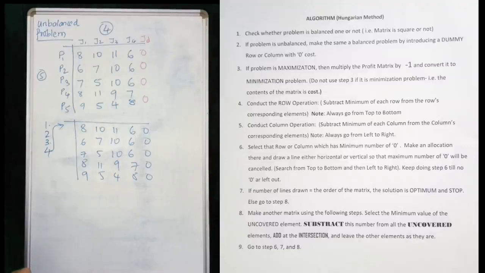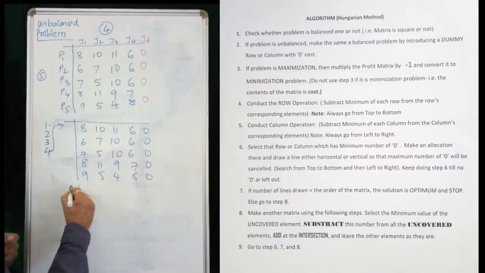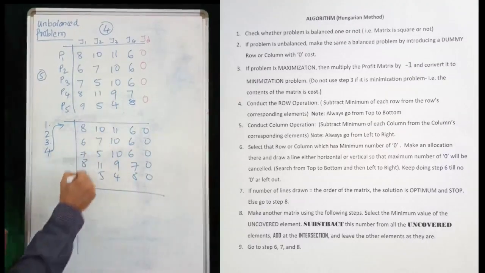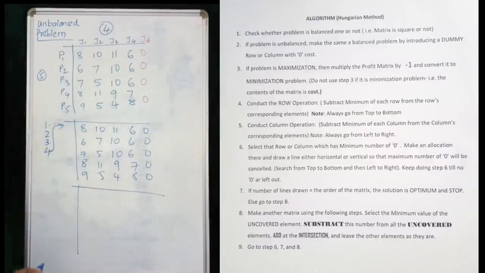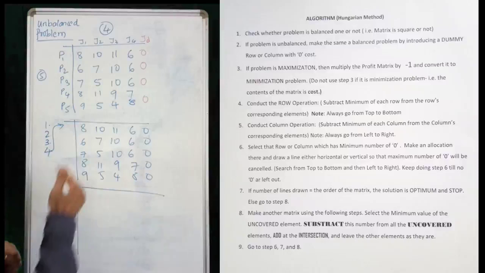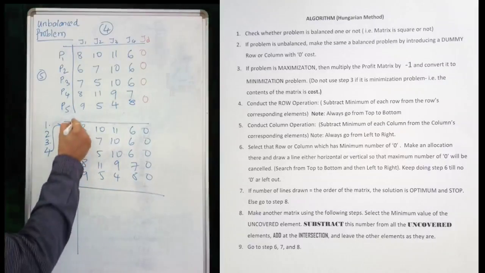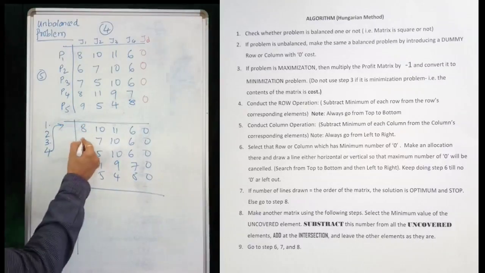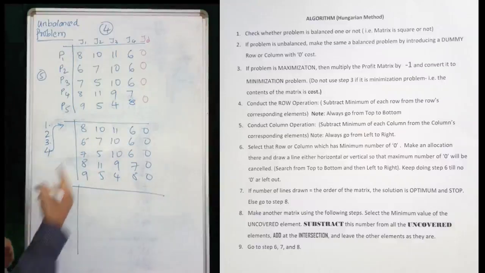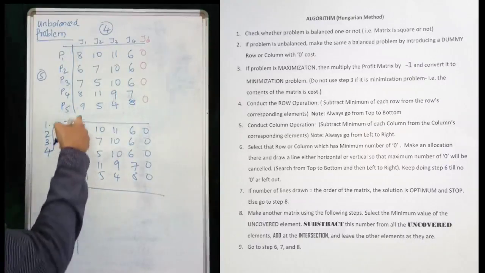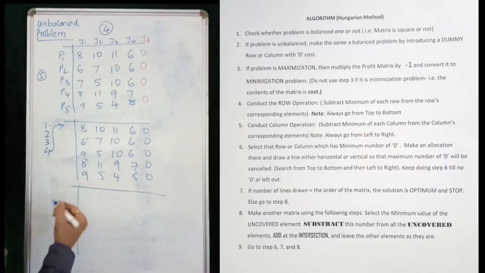Now I am supposed to do the column operation. So what does the column operation tell me? Select the minimum of each column and subtract it from the elements of the same column. Let me do it. What is the minimum of the first column, the J1 column? The minimum is 6. So I will subtract 6 from the elements of the J1 column. So what do I get?